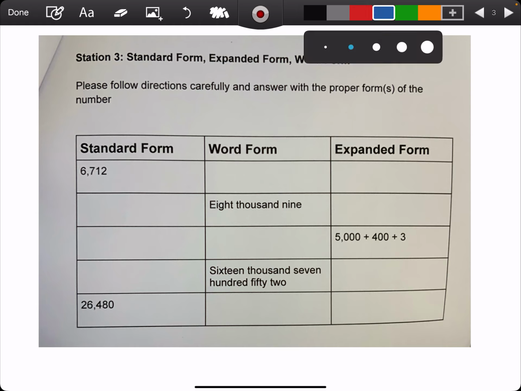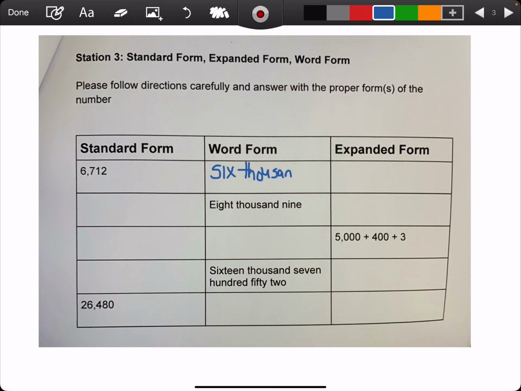So standard form, 6,712. You're going to write it out in word form. 6,712. An expanded form is you're breaking apart each place value. So that's going to be 6,000 plus 700. And now the 12 is 10 plus 2. That is an expanded form. Now we go underneath. We have word form, 8,009.